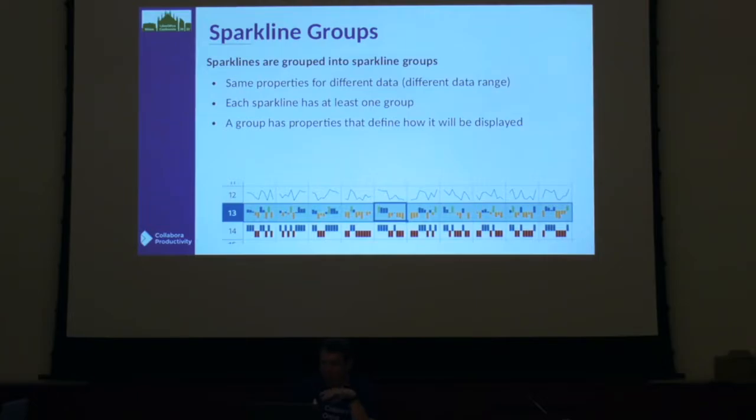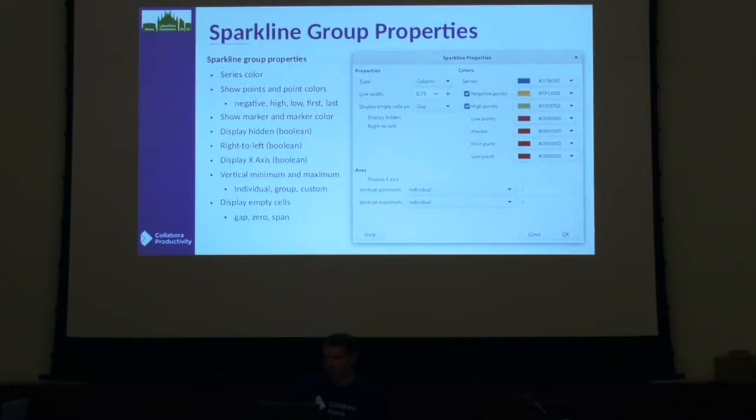A sparkline is generated for just one cell, but they can be grouped inside sparkline groups, because in many cases you have multiple sparklines that have more or less the same properties, so you can quickly add them to the group. The way this is meant is that even if you have one sparkline, it still has to be in a sparkline group. So the properties are now sparkline group properties, because a sparkline itself doesn't have many properties, just the input data.